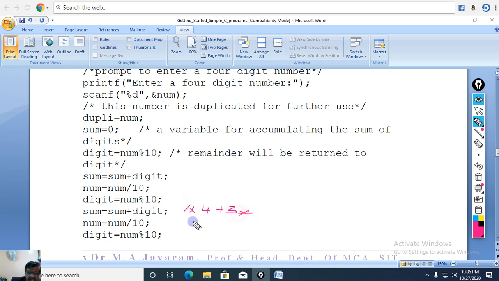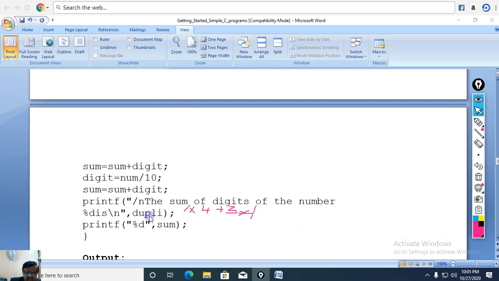Then num is once again slashed by this integer division. So 123 divided by 10, what we get is 12. Then 12 mod 10 is 2. So 4 plus 3 plus 2. Then once again if you continue, sum equal to sum plus digit, 4 plus 3 plus 2. Then digit equal to num mod 10. 12 divided by 10 will give us 1. Therefore sum equal to sum plus digit. So now at the end we will have got 4 first, 4 plus 3, 4 plus 3 plus 2 plus 1.